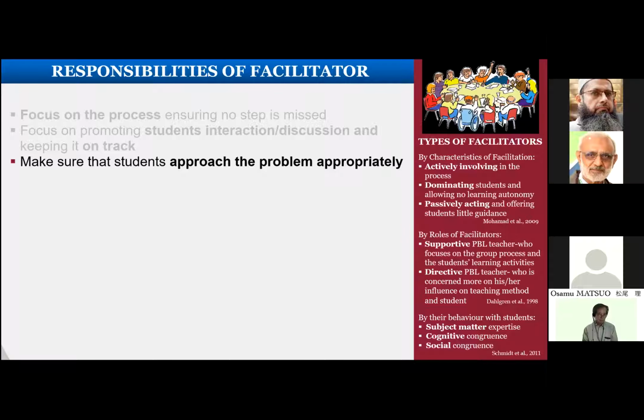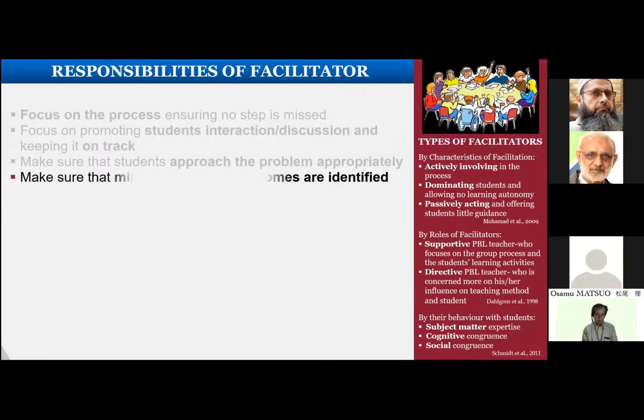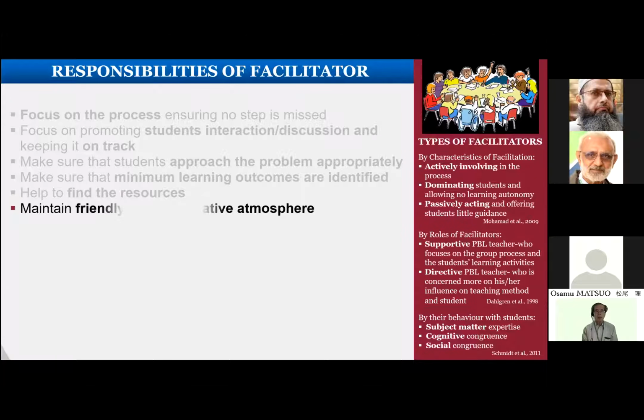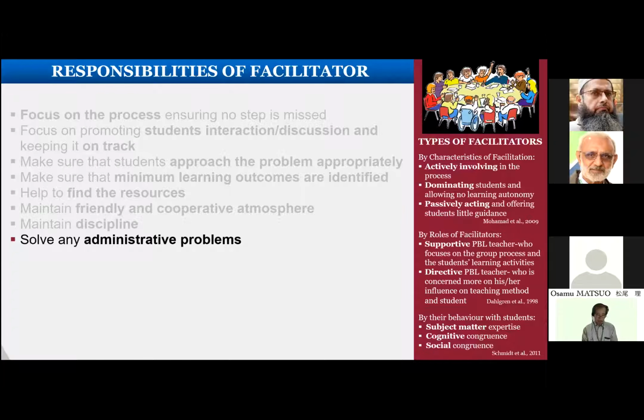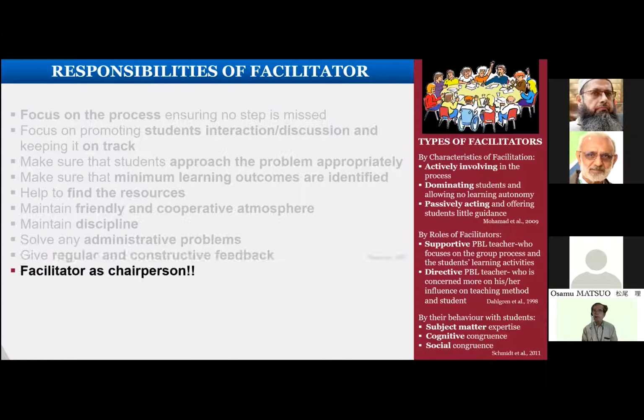Make sure that the students approach the problem appropriately. Make sure that the minimum learning outcomes are identified. Help to find the resources. Maintain a friendly and cooperative atmosphere. Maintain the discipline. Solve any administrative problems if they arise. Give regular and constructive feedback.